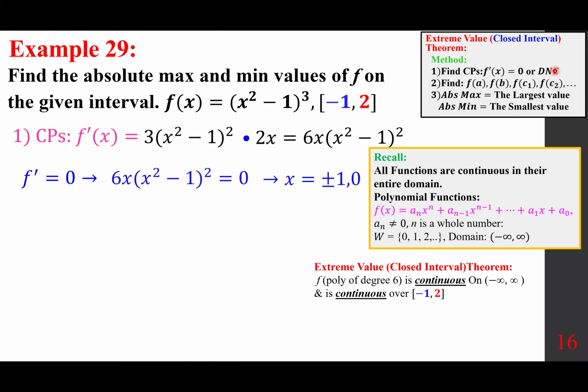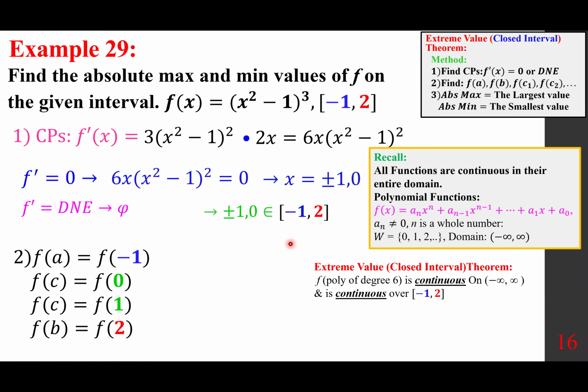Also, f prime doesn't exist. That doesn't produce any solution because f prime is a polynomial of degree 5. Why 5? 2 times 2 is 4, and this is 1, 5. So there are three cases, and all of them are okay because -1 is one of the endpoints. 1 and 0 are both in between. We're going to evaluate the original function at those four pairs.